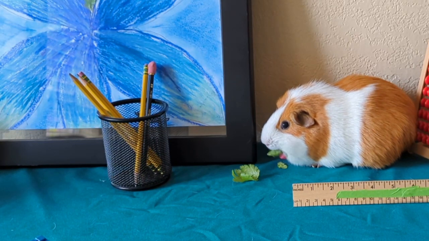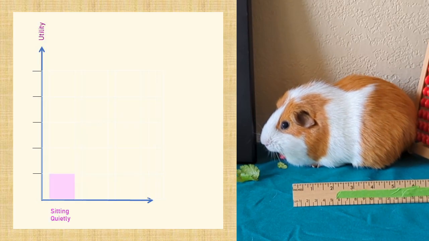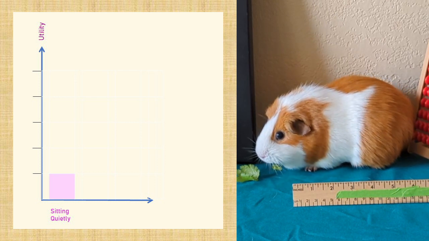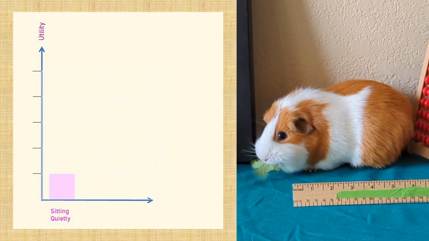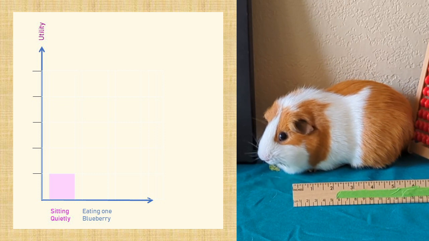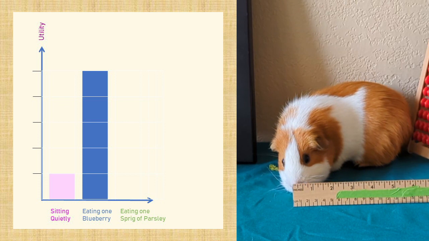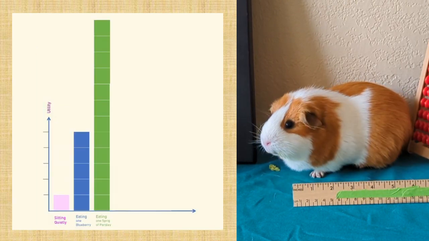Take, for example, if I set my enjoyment of sitting quietly at one utility point, I can then compare whether different things give me more or less than one utility point, based on whether they give me more or less enjoyment than sitting quietly. I would say that eating one blueberry gives me about 5 utility points on that scale, and eating one sprig of parsley gives me about 12 utility points on that scale.